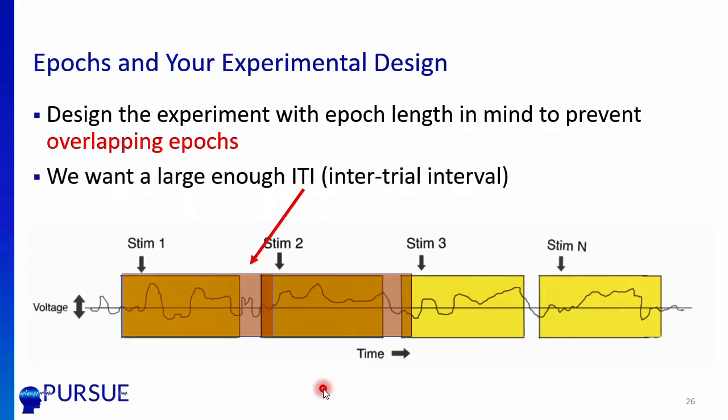So the key here is to have a large enough intertrial interval, called an ITI, to make sure that you're accounting for not only your epoch length, but a little extra time before the next trial begins, to prevent those overlapping epochs later on when you do data analysis.